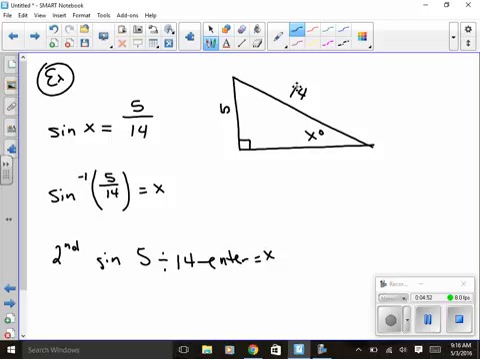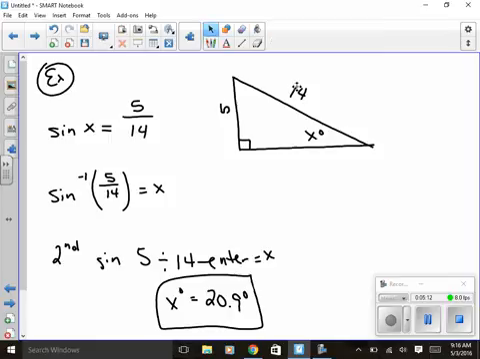And that's regardless of whether you're using a graphing calculator or a TI 83. You will round this to the nearest tenth. So x equals 20.9 degrees as your final answer. So with this, we're working on trying to find different side lengths and different angle measures strictly based on the sine trig ratio. We will be working on the other three down the road.